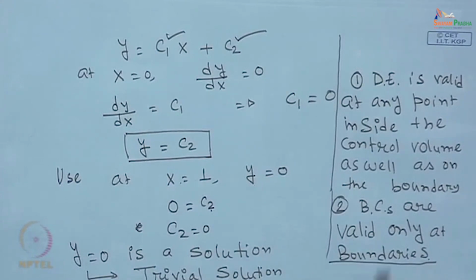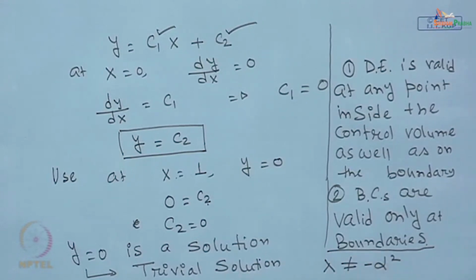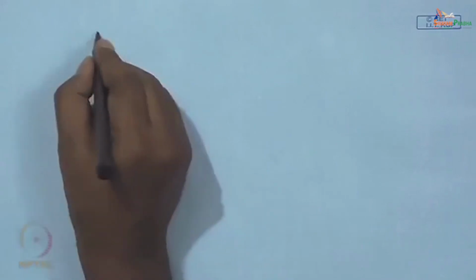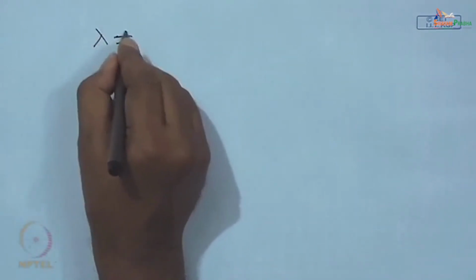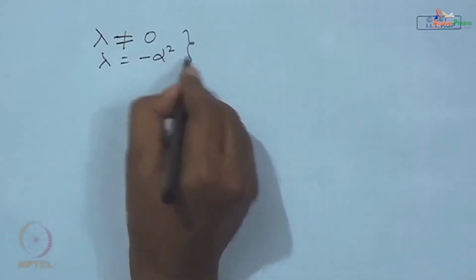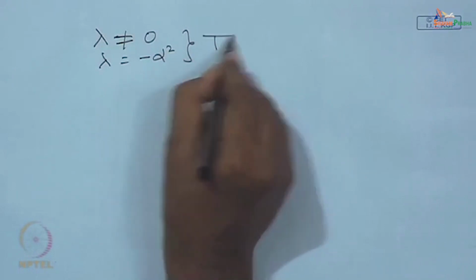So, what is our conclusion? Our conclusion is that lambda cannot be negative. Lambda cannot be minus alpha square. So, that is ruled out. So, what have we done till now? We have ruled out that lambda is equal to 0 and that lambda is equal to minus alpha square, because both of these lead to only the trivial solution.